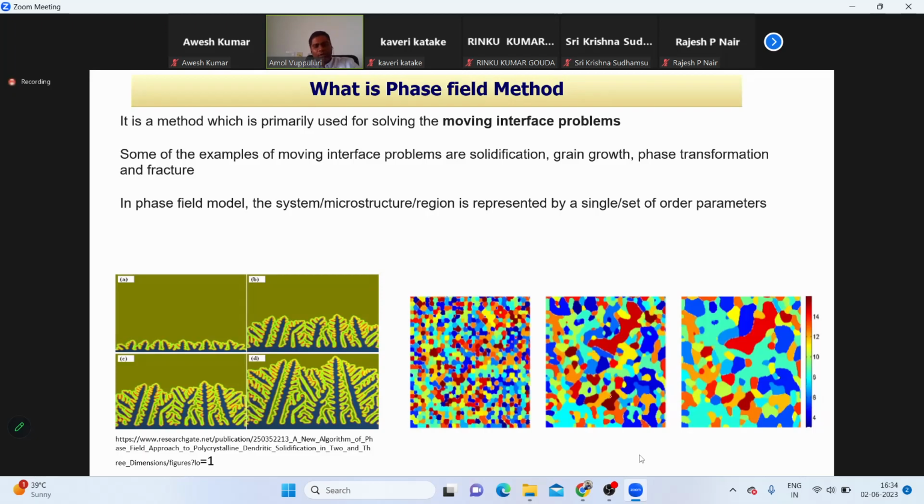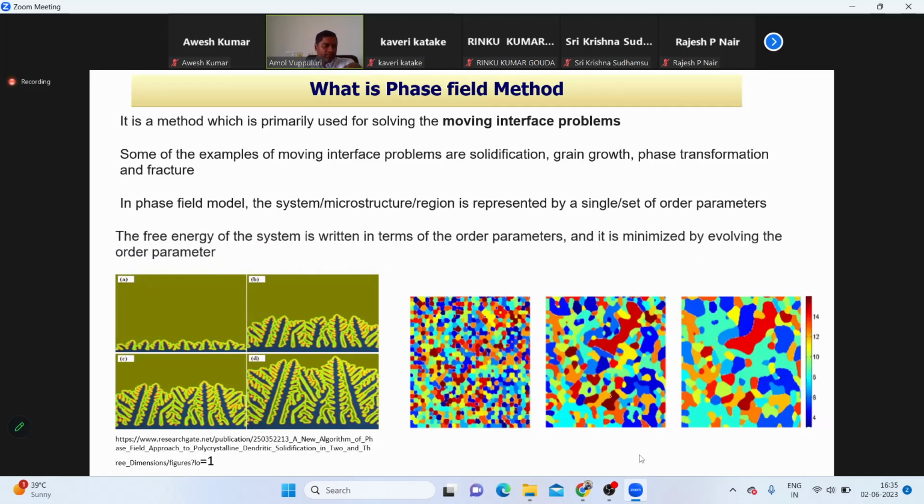So depending upon the problem you are solving, the phase field model has requirements whether it should have single order parameter or multiple order parameters. Order parameter is just a parameter which is representing the domain of your interest. Once you represent the domain by the set of order parameters, you are going to write the free energy of the system. And once the free energy of the system is written, you are going to evolve the system by reducing the free energy of the system. And thereby you see how the fracture or a solidification or a grain process is taking place in the system.